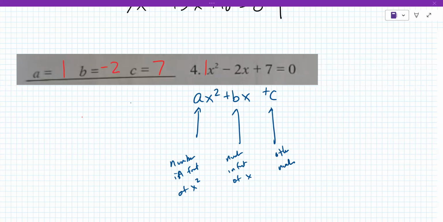All right, next one. 5, 4, 7. Okay. So do the same thing with the next one, but for the next one, you have to first put it in standard form. So you can't just say, oh, it's 5, 4, and 7. You have to actually put it in standard form first.